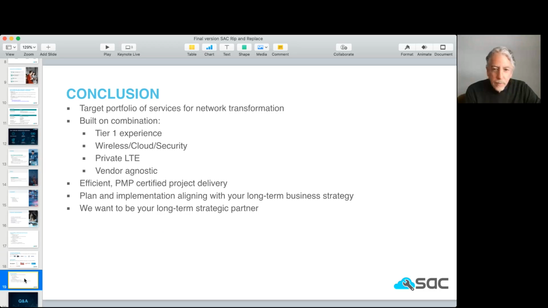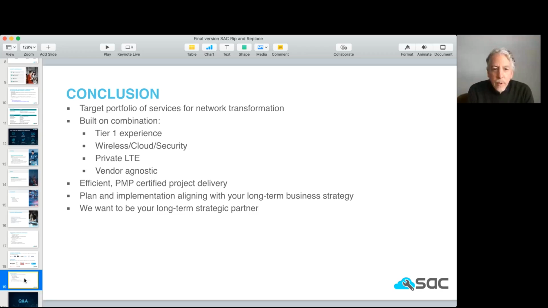Promised 30 minutes, and as soon as we got our technical act together, we're about 2 minutes away from that time. We're going to have a moment for questions after this slide, but just in conclusion, really we have a target portfolio of services for network transformation. That's our business. To start before rip and replace. Rip and replace we view as a network transformation.